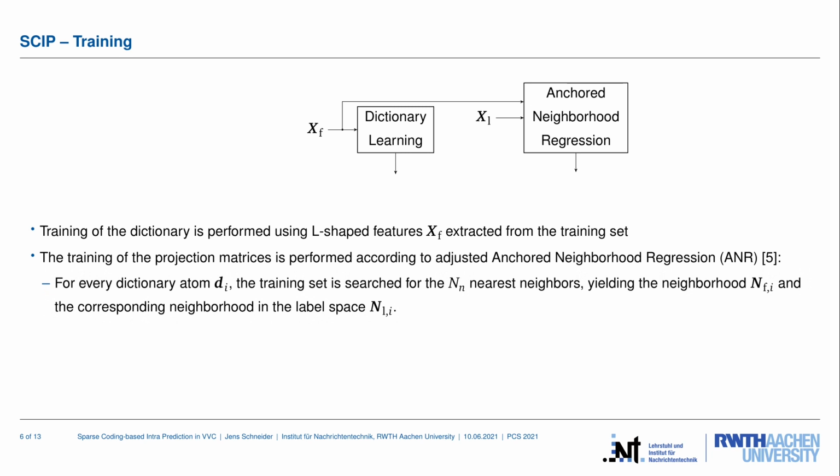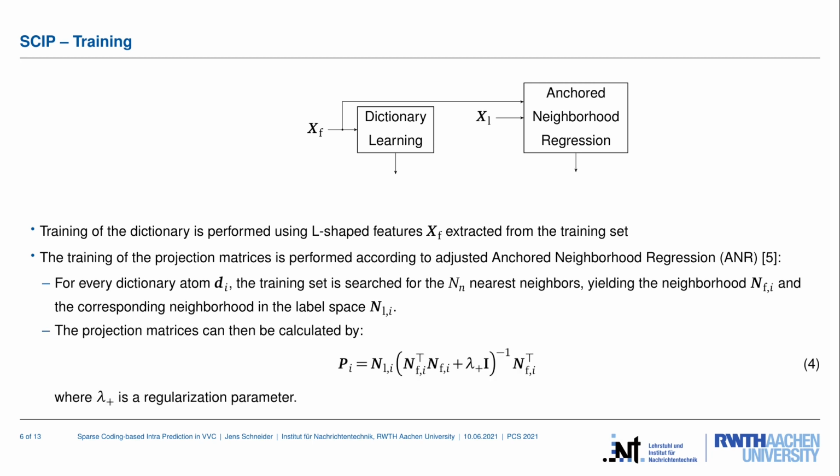In this process, for every dictionary atom di, the training set is searched for the nn nearest neighbors, and this yields a neighborhood nfi and a corresponding neighborhood in the label space nli. With these neighborhoods, the projection matrices can be calculated by formula 4 here. The formula will not be detailed here. You can find details in the paper, but it's important to mention that we introduce another penalty here, which makes sure that this matrix is not becoming singular and the matrix inversion can really be performed.